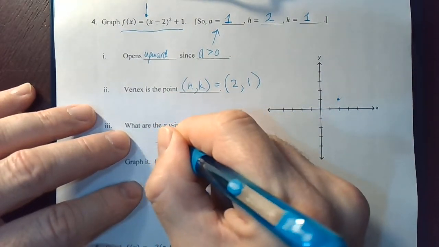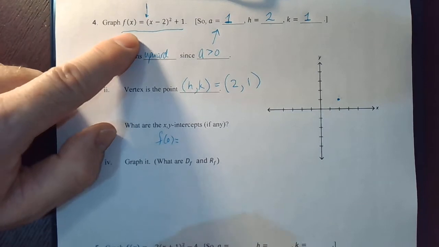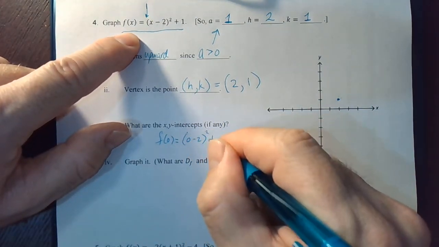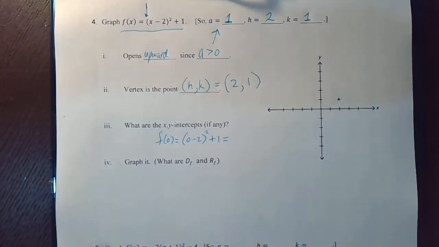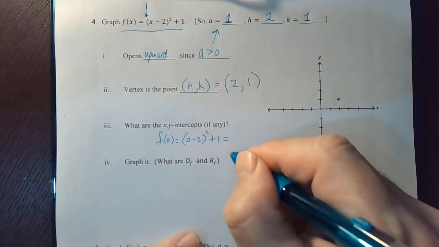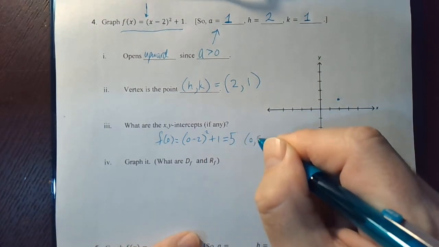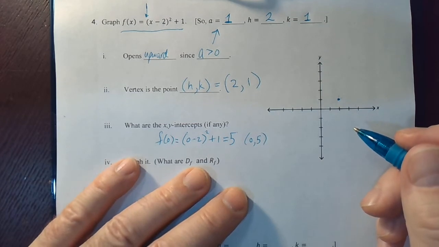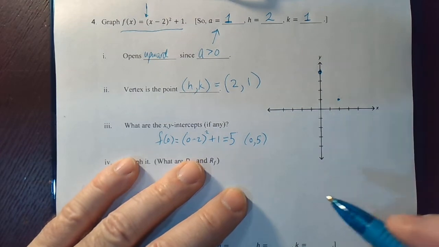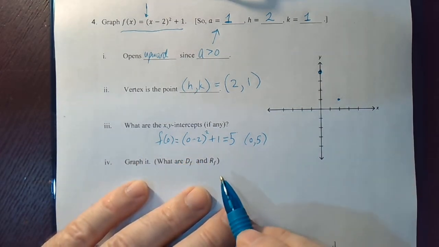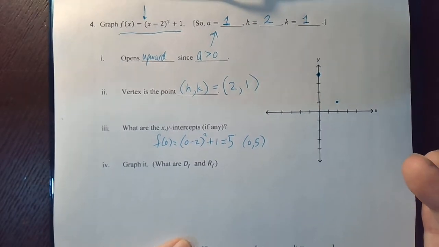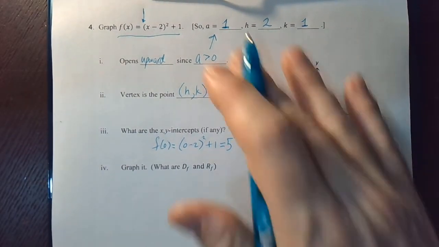It's f of 0. Let's figure out what that is. F of 0 is 0 minus 2 in parentheses squared plus 1. So that's a negative 2 squared, which is 4. 4 plus 1 is 5. So 0, 5 is the y-intercept. 1, 2, 3, 4, 5. All right, and we'll graph it in a second. Let's plot a couple of other points. But watch how easy this is to get at least a fairly close picture of the graph.